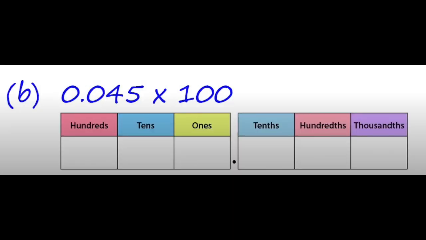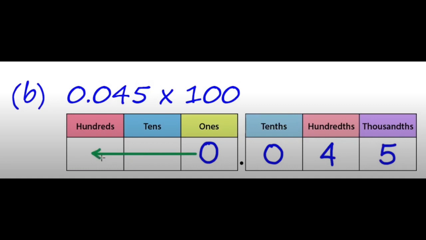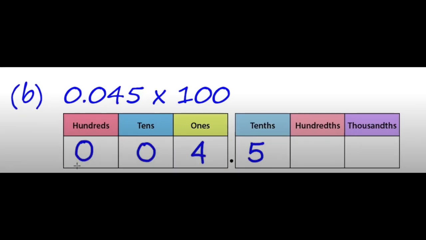Now let's try another one. Here we have 0.045 times 100. Let's fill out our place value chart. And then we're going to move it 2 places to the left. So we're doing this a little bit quicker, and that's what it will look like.